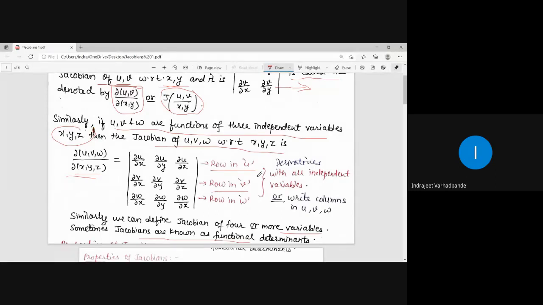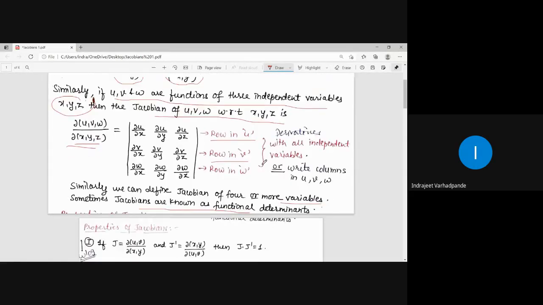Noted up to this? Yes, sir. Properties of Jacobian.